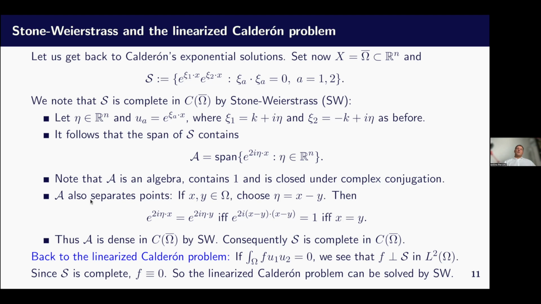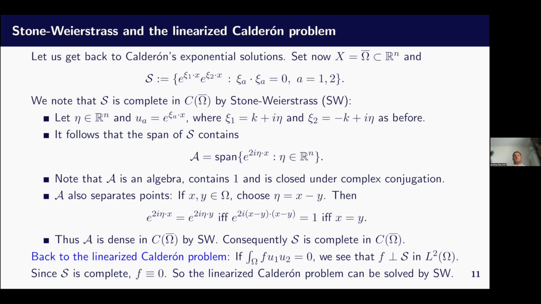Finally, this A also separates points. If x and y are in this domain omega, now we choose eta to be x minus y. So in this case, e to the power 2i eta dot x is e to the power 2i eta dot y if and only if e to the power 2i (x minus y) dot (x minus y) is 1, and that is equivalent to x being y. So if x is not y, it will be that e to the power 2i eta dot x is not the same as e to the power 2i eta dot y, which means that this A separates points.